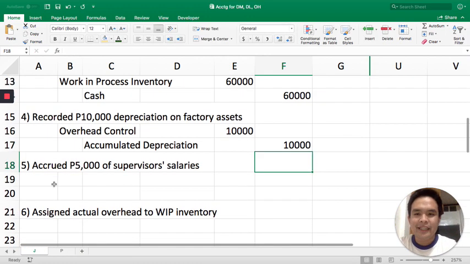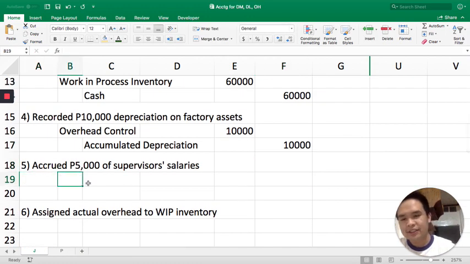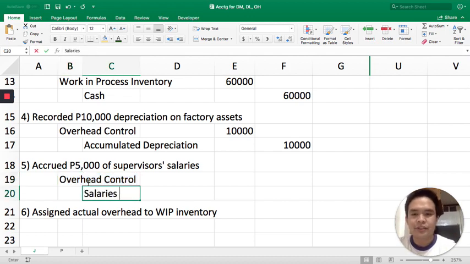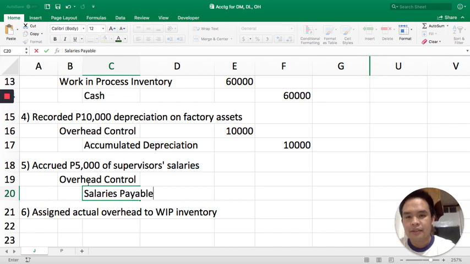Paid 5,000 of supervisor salaries. For supervisors, the factory supervisor normally is not traceable to a specific product. So, it counts as overhead. So, debit dadaan muna sa overhead control. Accrued daw. So, salaries payable niya. At yan ay magiging 5,000.